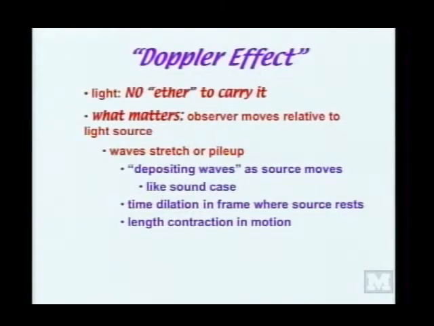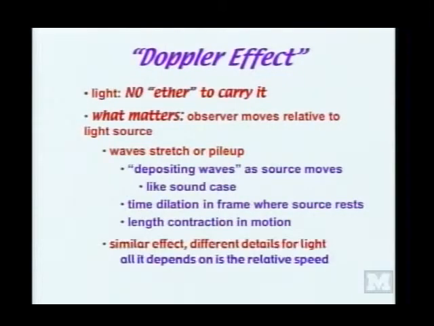When you go through the math, and this is the kind of thing that undergraduates in physics spend their weekends doing, but we won't, so you'll just have to trust me here, you get a similar effect to the Doppler effect for sound. The details are slightly different. All it depends on is the relative speed between the observer and the light source. You don't have a difference like with the conductor and the orchestra where you saw it. Sometimes it was twice the frequency, sometimes it was 1.5, depending upon who was doing the moving.